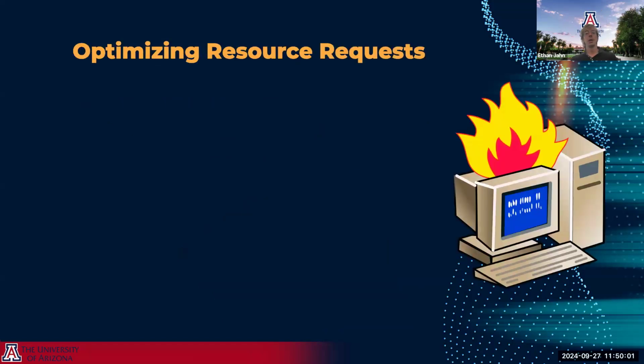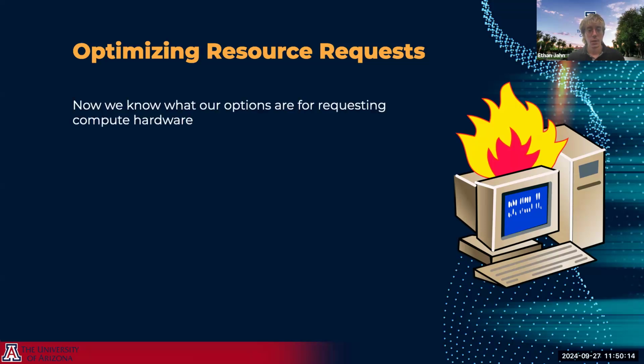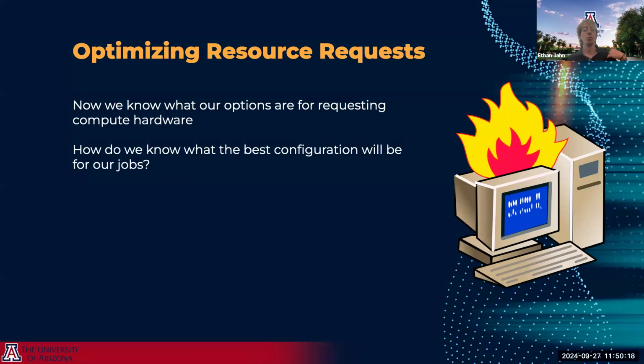All right, we're going to talk about optimizing your resource requests now that we have covered the hardware and the options that are available to you. And I just want to mention again, if there are any questions, feel free to drop them in the chat. So now that we know what our options are for requesting compute hardware, how do we know what the best configuration will be for our particular job?